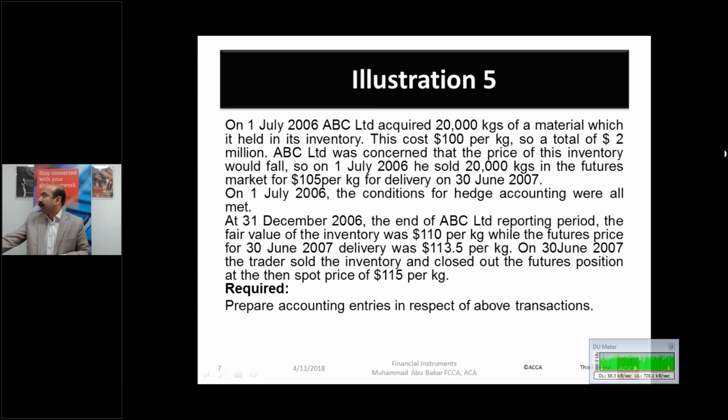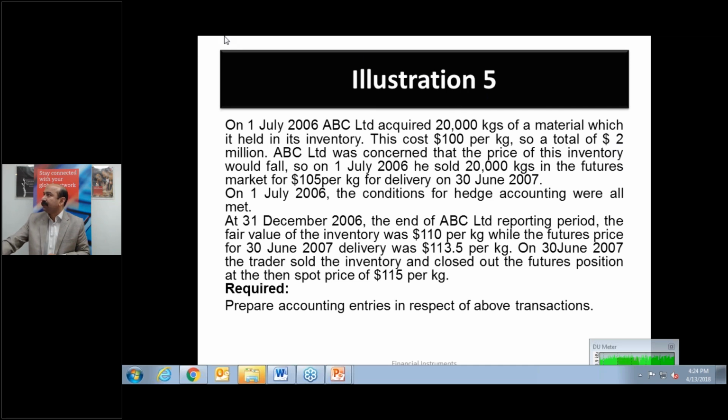See, in this illustration, if we just go through the information which we have just read, we can find that this is basically the hedged item, value of 20,000 kg of stock, value of 20,000. This is basically the hedged item.